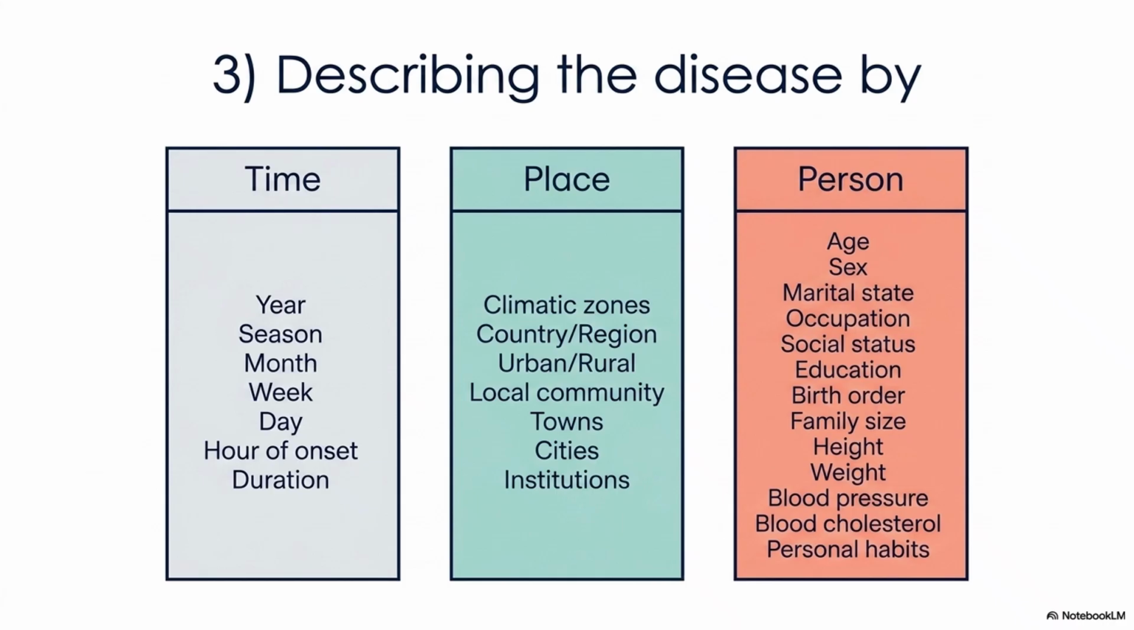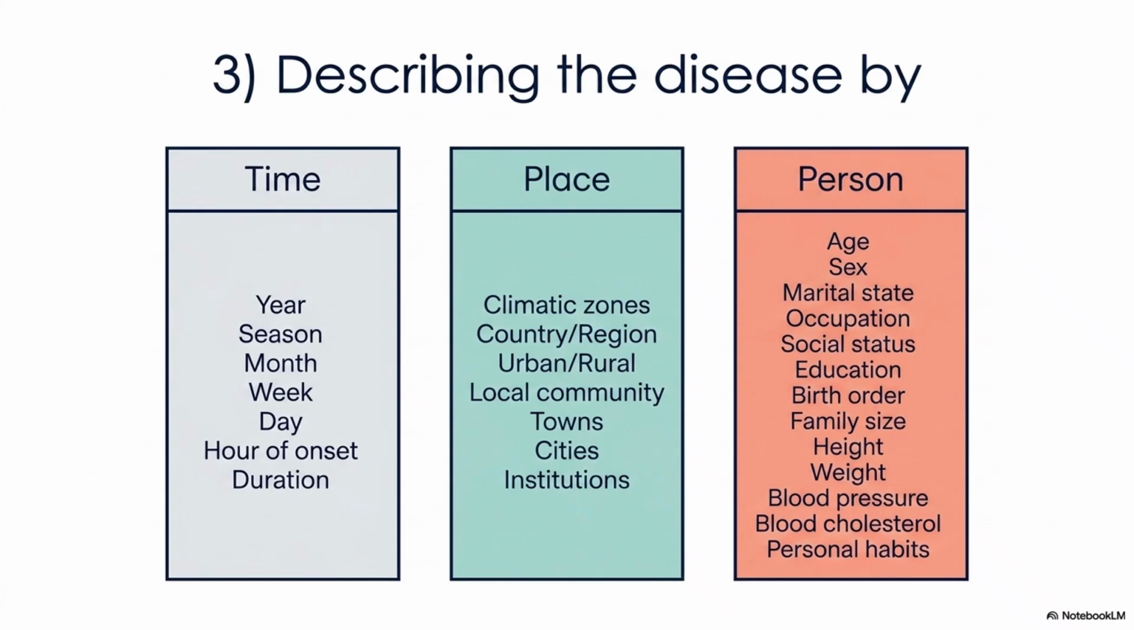And place distribution means in which climatic zones this disease under study is common, which country is affected more, which region is affected more, and whether there are any urban and rural differences. That means whether it is more common in urban areas or rural areas, which local community is affected, which towns are affected, whether it affects cities or institutions more. So like that we will describe the disease by place distribution.